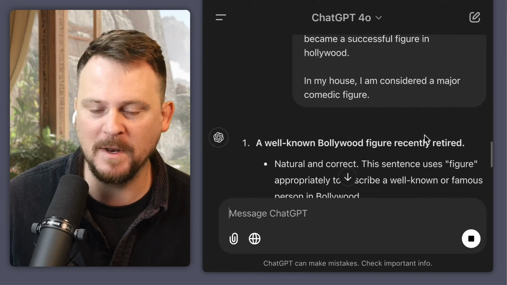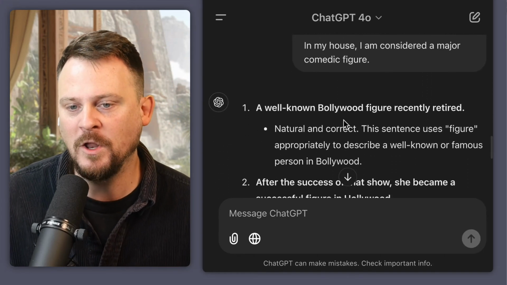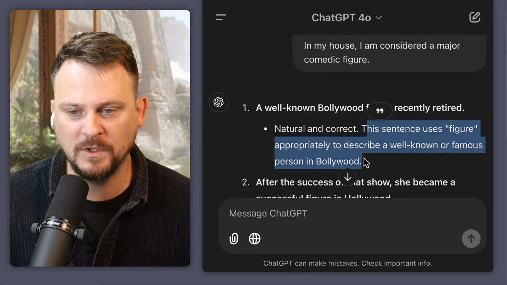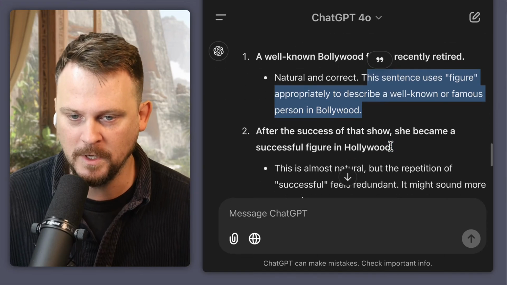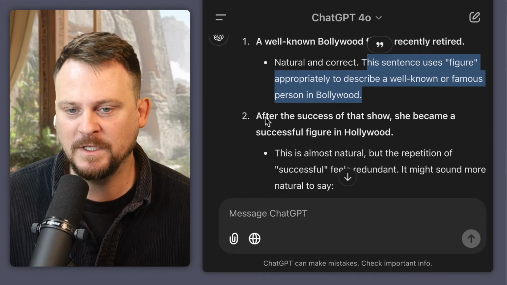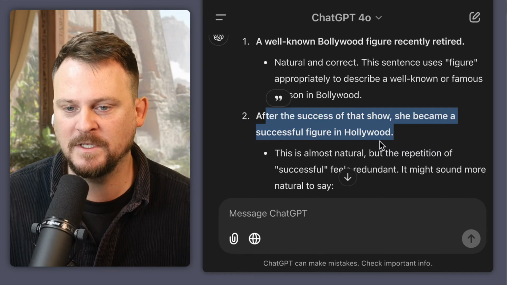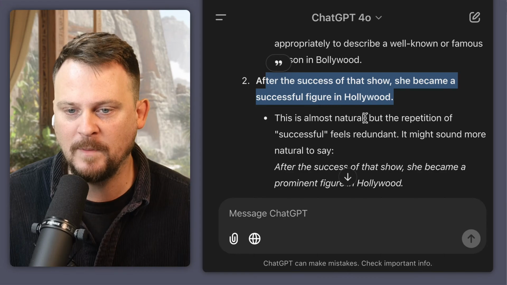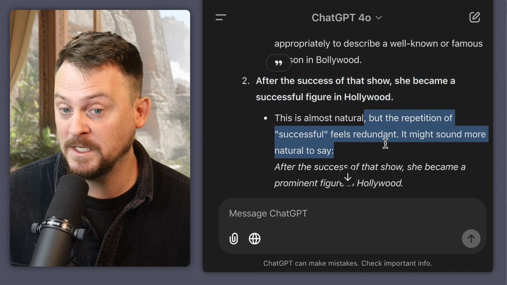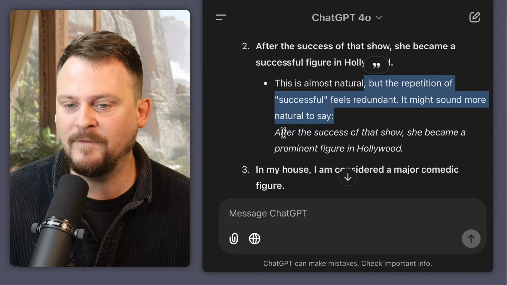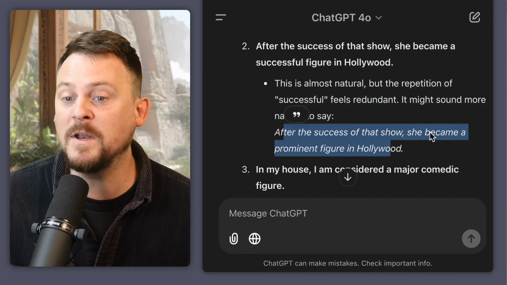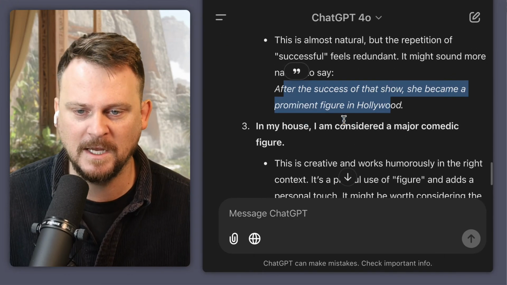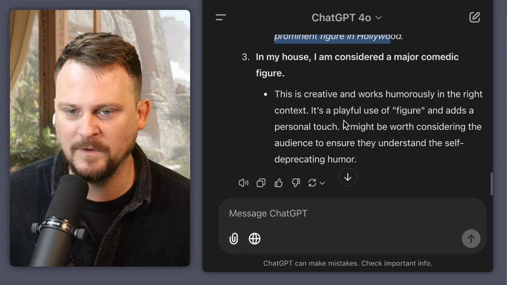I think I could say that, but it might be kind of ironic. A well-known Bollywood figure recently retired. This sentence uses figure appropriately to describe a well-known or famous person in Bollywood. Yes, I think so too. After the success of that show, she became a successful figure in Hollywood. This is almost natural, but the repetition of successful feels redundant. It might sound more natural to say, after the success of that show, she became a prominent figure in Hollywood. Yeah, actually, yes, that's right. Repeating success does sound a little bit odd. Thank you for catching that.